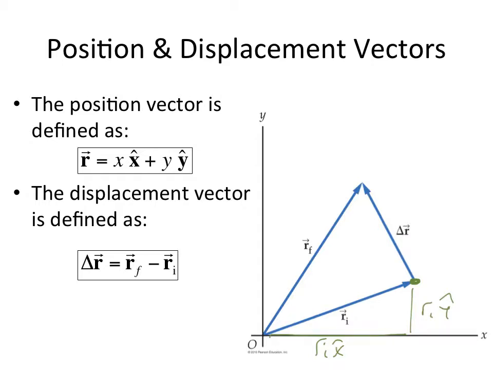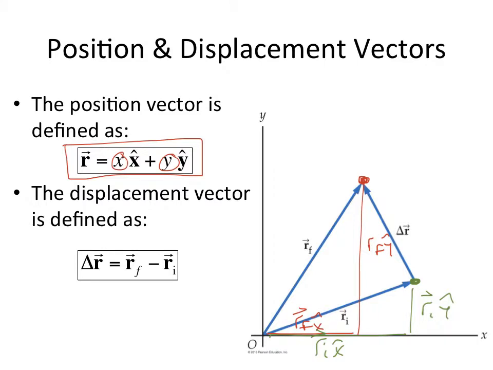The same is true of this R final right here, this final position. It's merely telling you that it's some distance in the x direction and some distance in the y direction from the origin. So we'll call that R final x hat and R final y hat. Those should really have arrows over them too. You can tell a position vector because it refers back to the origin. It tells you where something is with respect to the origin, as both of these do, and that's what this equation tells us. It's just some distance x and some distance y.